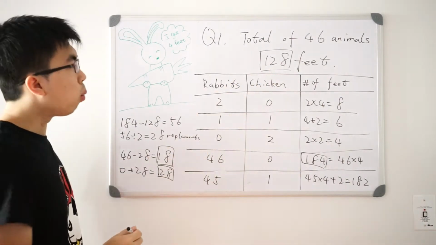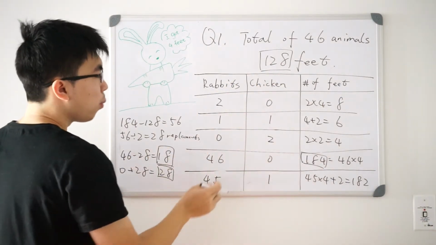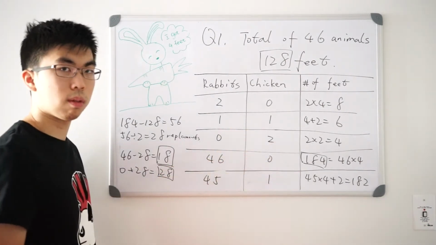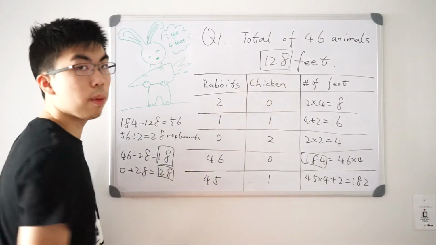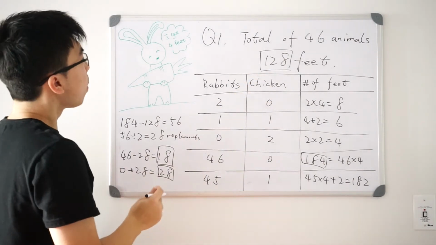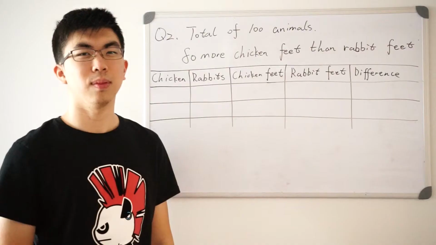That's the answer. Think about what would happen if we were to assume that all 46 animals were chicken in the first place. Would we get the same answer? Would we get the same results? Let's take a break and I'll continue with question 2.